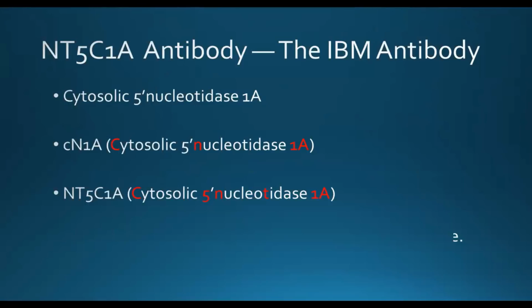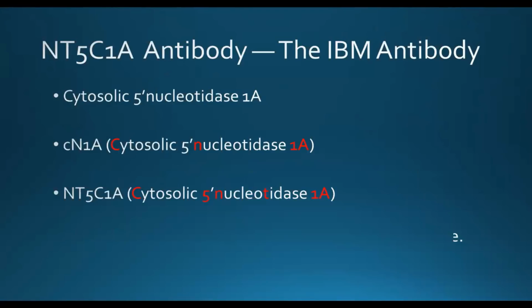Sometimes you'll see it abbreviated as just simply CN1A. And in the red, it shows you where the CN1A comes from. Most of the time I've seen it as NT5C1A. It's a little more complicated, but if you rearrange the red numbers and letters, you can see where the NT5C1A comes from.